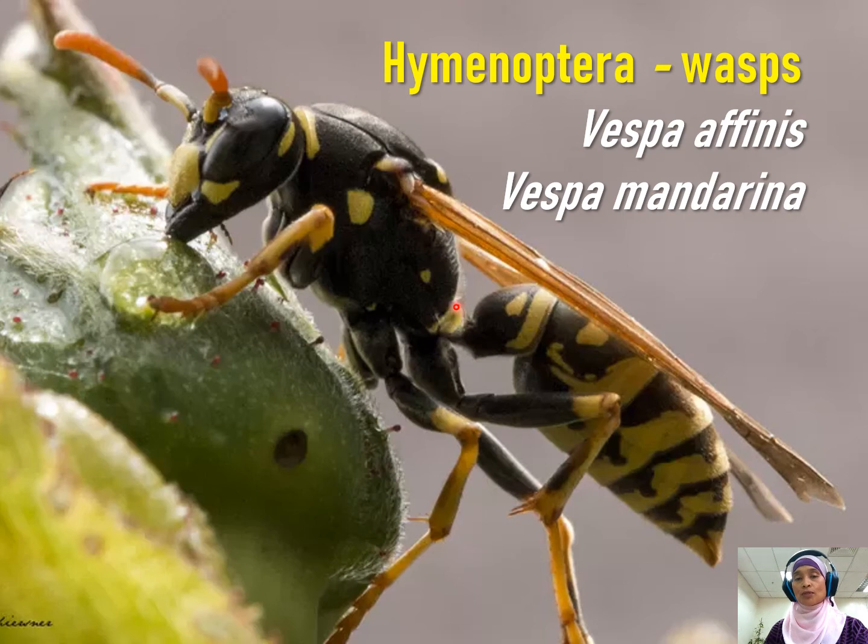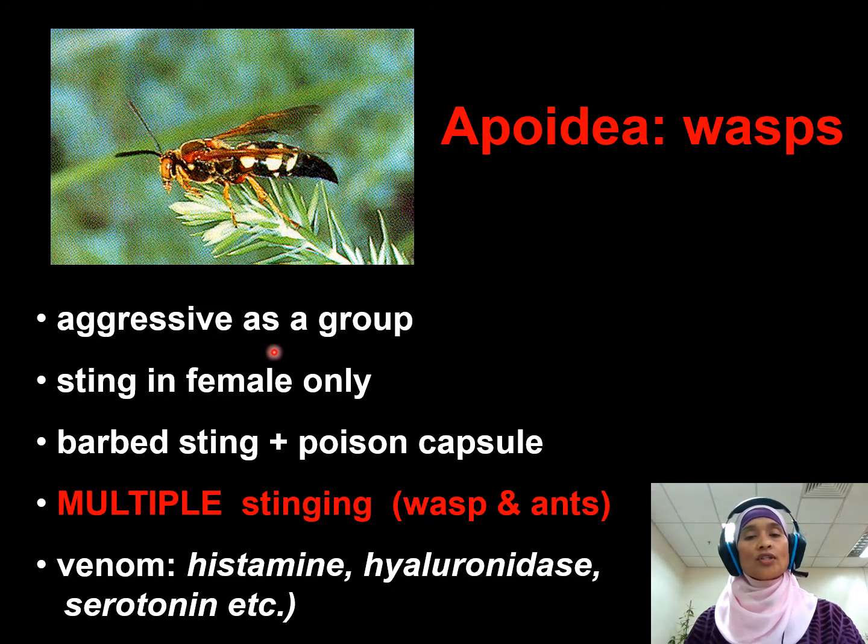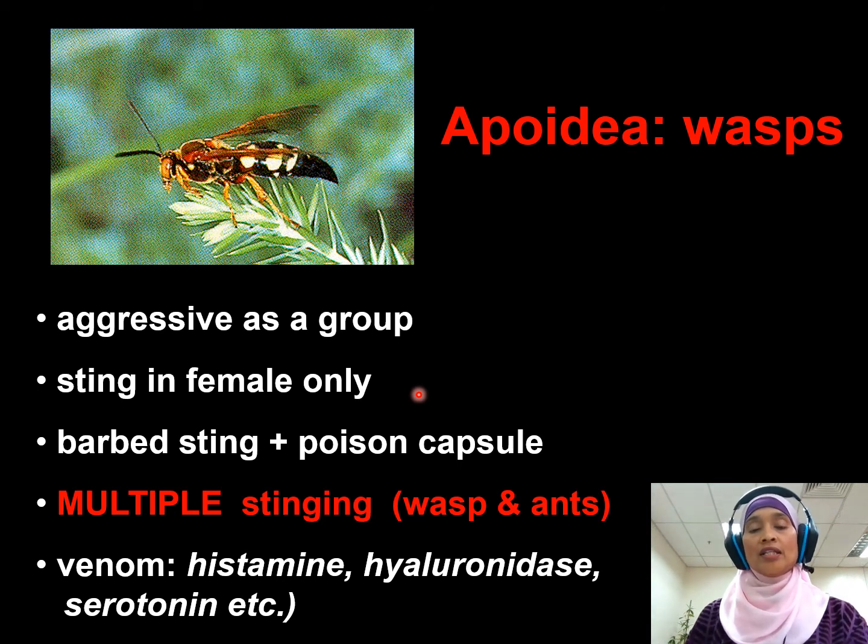that is a wasp. Now, the wasp genus is Vespa, identical in name and spelling to the motorcycle Vespa. Wasps can be very aggressive in nature, and they can sometimes be found in groups. Only the female seems to sting its prey or victim. Like the bees, the sting is barbed and has a poison capsule as well.